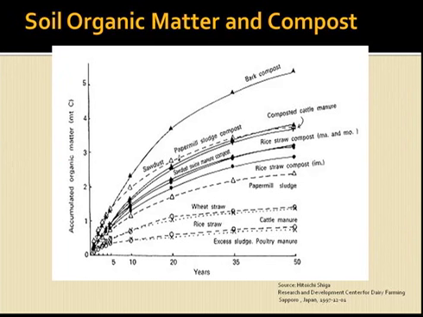You can see the top line is a high carbon bark compost, and then way down at the bottom going across is sludge, poultry manure, coming up cattle, and then paper mill sludge, and then different types of compost, rice straw, composted cattle manure. And as you would expect, as we're going up, we're getting higher and higher carbon content with those composts, and of course subsequent accumulated organic matter is following along, increasing with that.